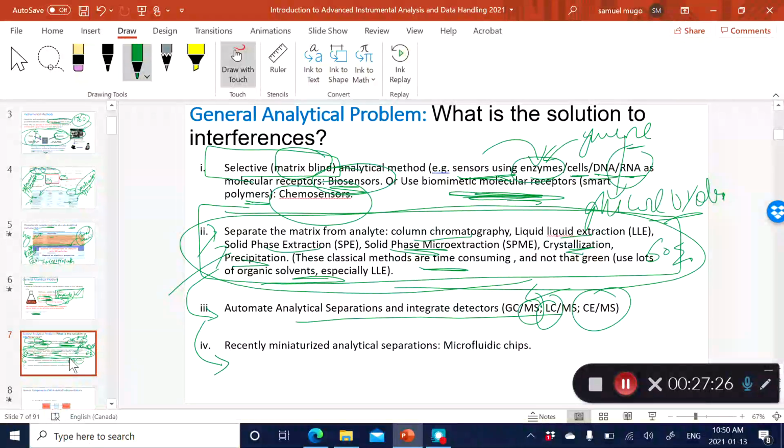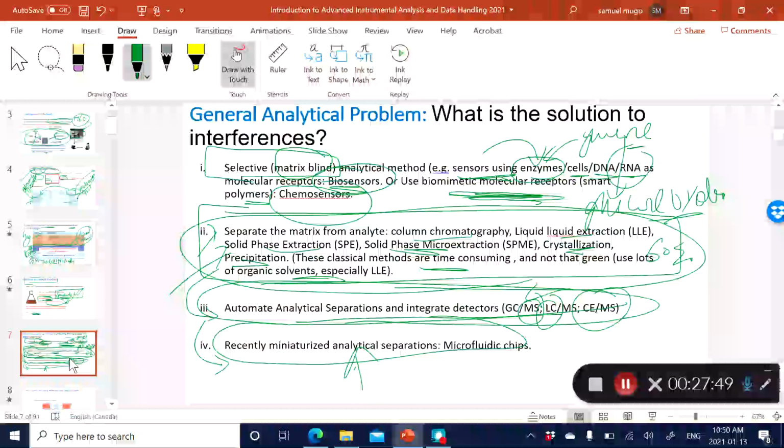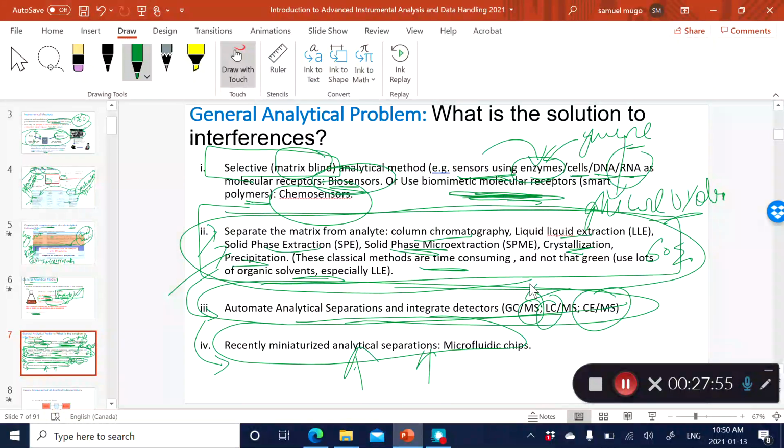In the last 20 years, or maybe 20 years now, people have tried to miniaturize these techniques into what they refer to as microfluidic chips or devices. This is a trend now, so that you can have very, very small devices that you can take to the field for analysis. And my group does a bit of microfluidic device development as well.